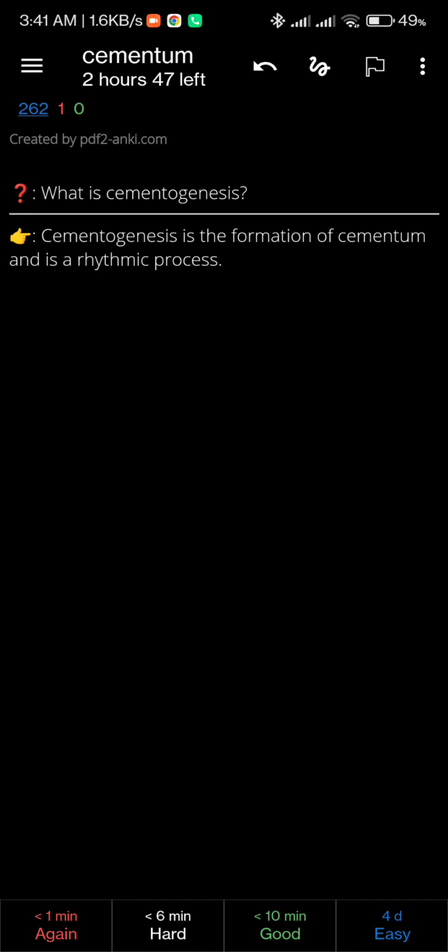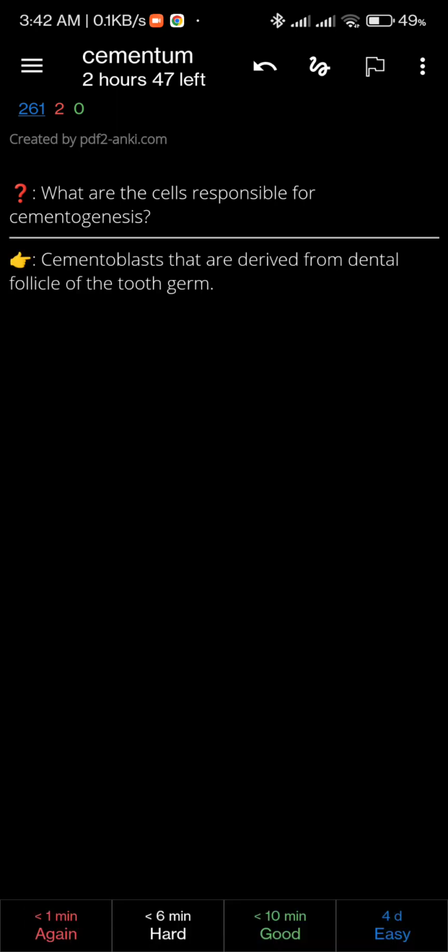So what is cementogenesis? Cementogenesis is the formation of cementum, and it is a rhythmic process. What are the cells responsible for cementogenesis? Cementoblasts, which are derived from the dental follicle of the tooth, are responsible for cementogenesis.